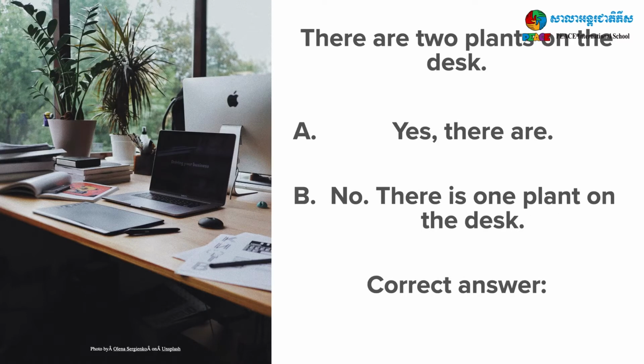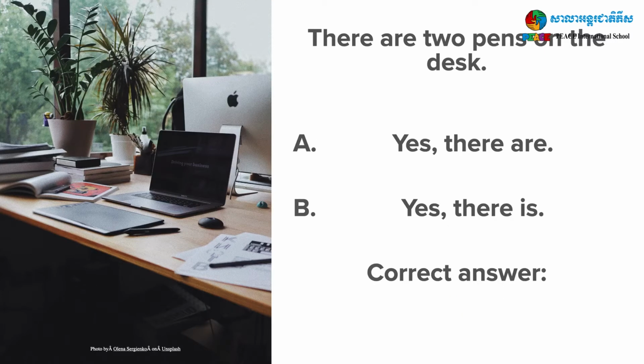Let's try again. A new sentence. There are 2 plants on the desk. A, yes, there are. B, no, there is 1 plant on the desk. Which one is correct, A or B? The correct answer is A. Yes, there are 2 plants on the desk. Or, yes, there are.